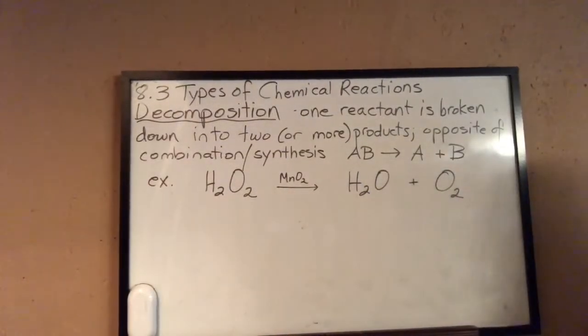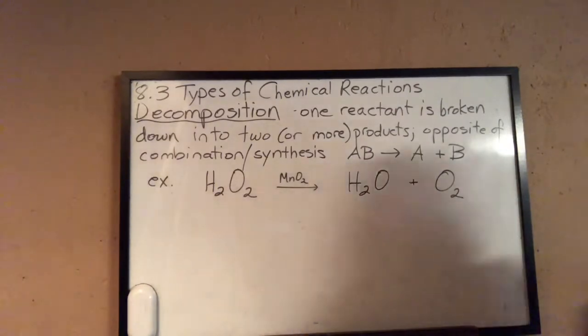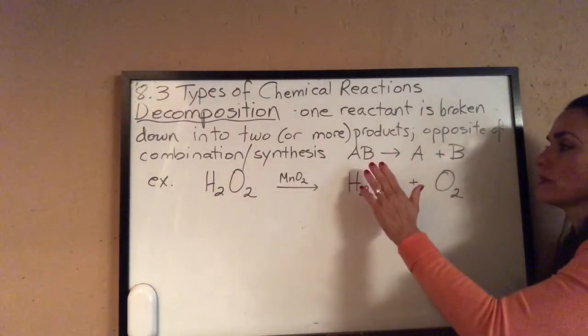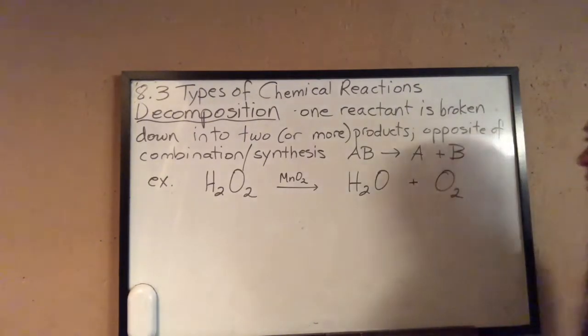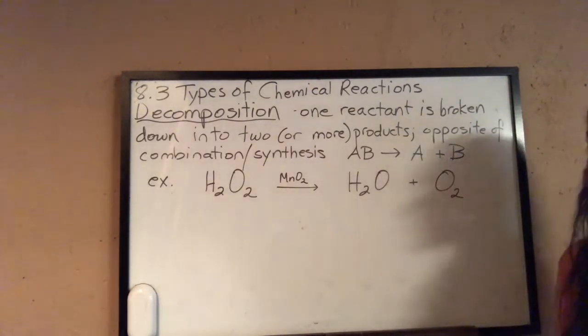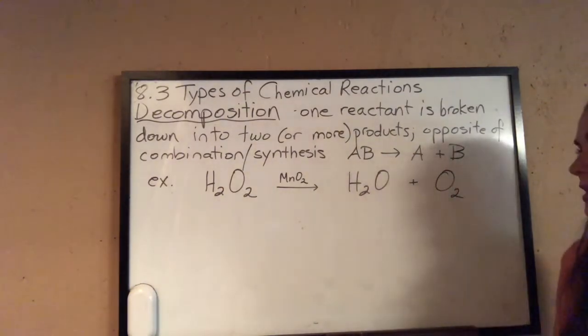Okay, decomposition. One reactant is broken down into 2 or more products. It's the opposite of combination synthesis reactions. You have some reactant in the form of AB breaking down into products A and B. Let's look at an example of a decomposition reaction. Let's look at the reaction for the decomposition of hydrogen peroxide.